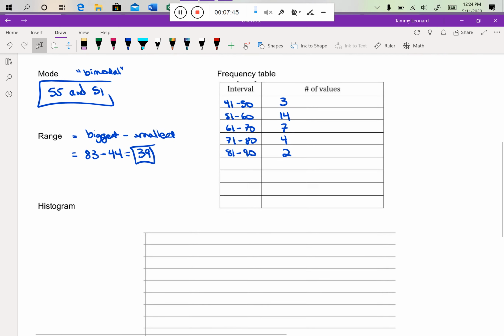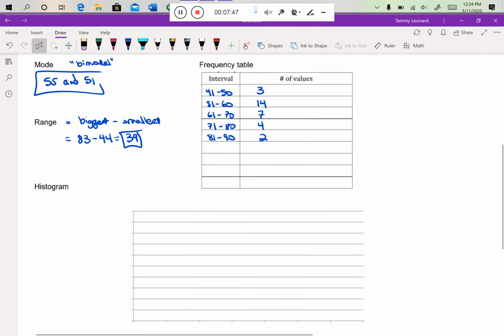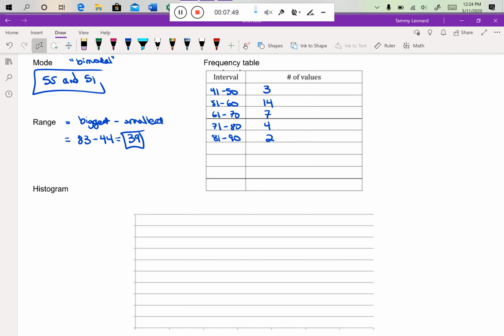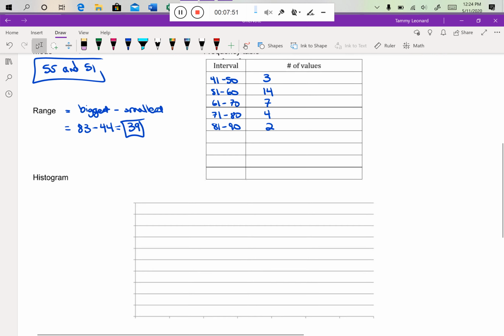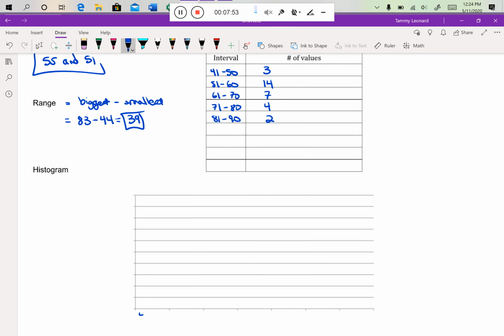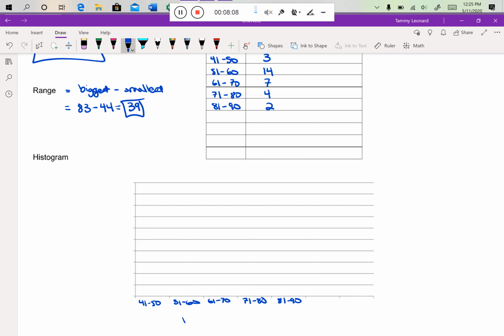Now remember when we set up a histogram, the intervals are going to be the exact same intervals that we used in our frequency table. So we're going to have 41 to 50, 51 to 60, 61 to 70, 71 to 80, and 81 to 90. So this table is actually a little bit wider than what we really need. These are our intervals across the bottom. Going up the side, we'll have frequency.